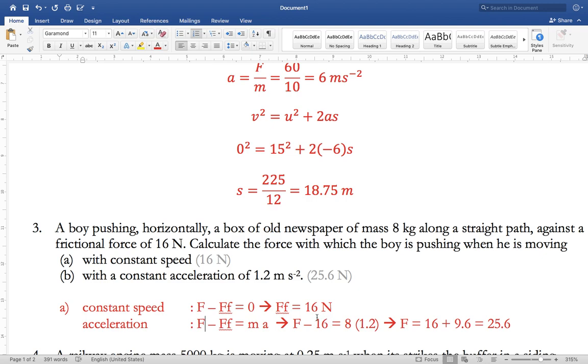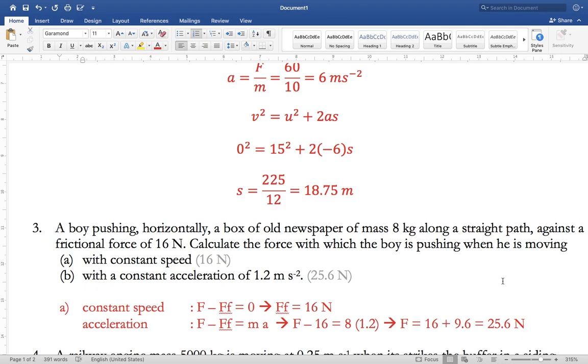We move the 16 to the other side, the right side, so negative becomes positive, minus becomes plus. 16 plus 8 times 1.2 gives us 25.6. Forget Newton.